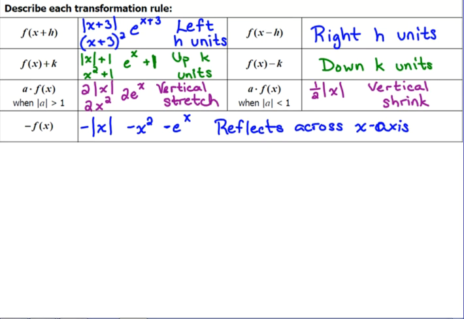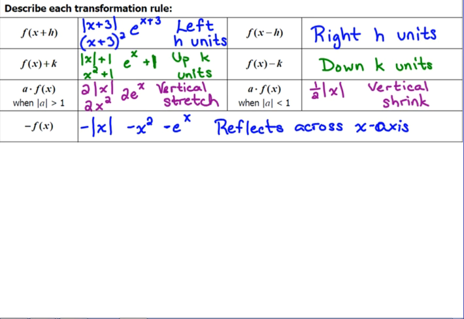If you have a function that crosses the x-axis, part of it's above, part of it's below, those two pieces are just going to kind of flip. Now, I think these are very simple concepts, but I've seen them use the h's and k's and stuff in a problem. They don't necessarily give you a specific value.